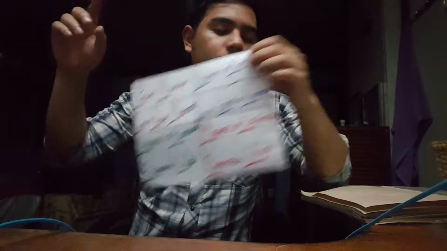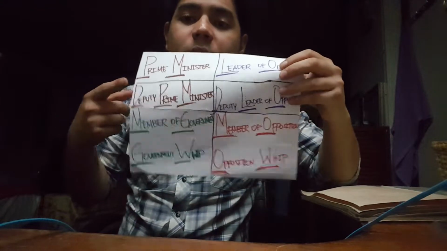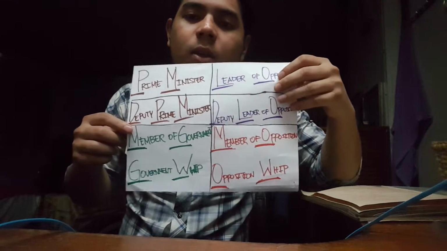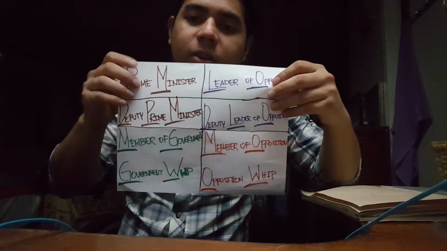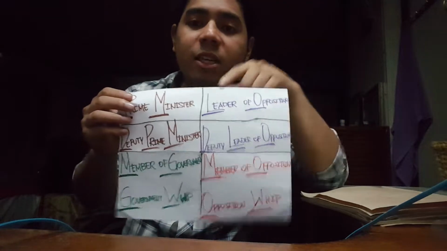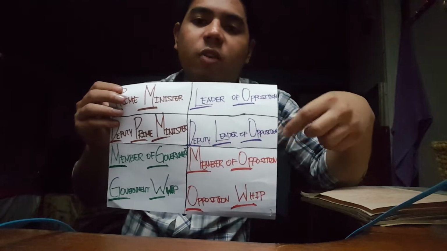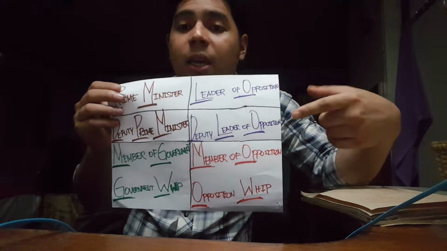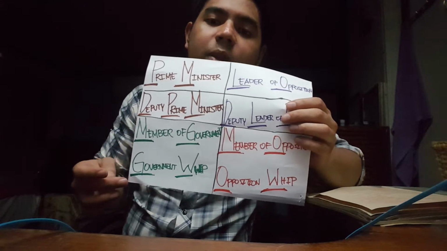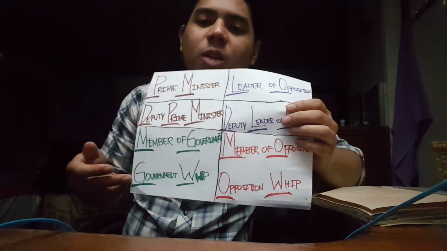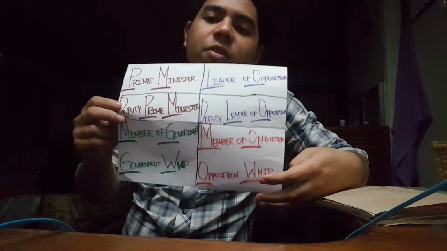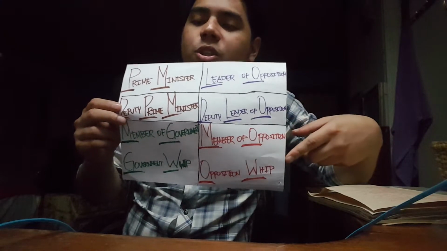So for the government bench, we have the Prime Minister and Deputy Prime Minister. We can refer to them as PM and DPM. And we call them the opening government, as you may remember. The second one is the opening opposition. So we have the leader of opposition and the deputy leader of opposition. We can refer to them as LO and DLO. In closing government, we have the member of government and the government whip. We can call them MG and GW. And in the last team, the closing opposition, we have the member of opposition and the opposition whip.